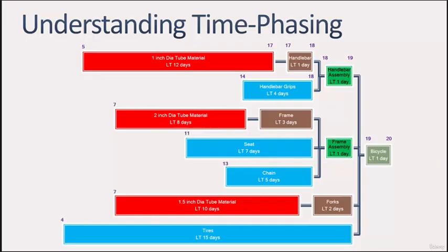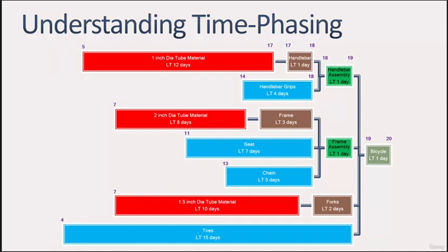And here are the other start dates scheduled by MRP. As you can see, the first order will need to be released on day 4 for the purchase of the tires, which has a lead time of 15 days and needs to be available by day 19. On the following day, on day 5, an order to purchase the 1-inch tube material will need to be issued, and so on for the rest of the orders.